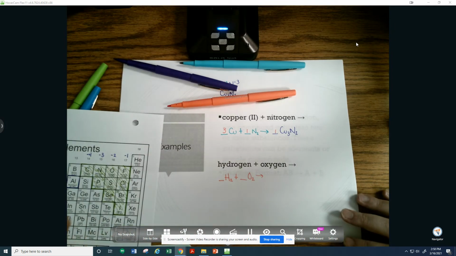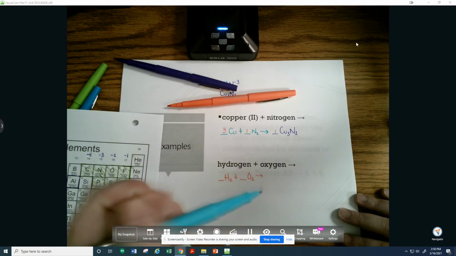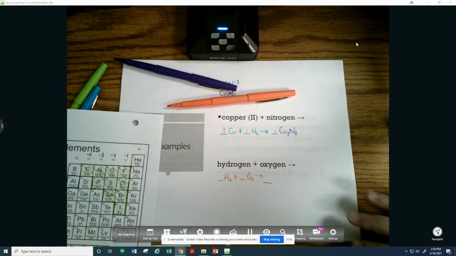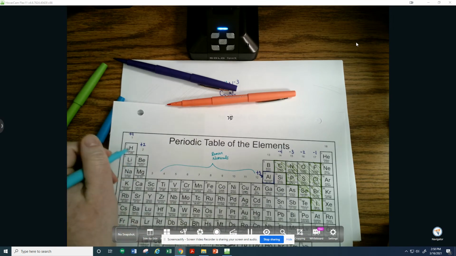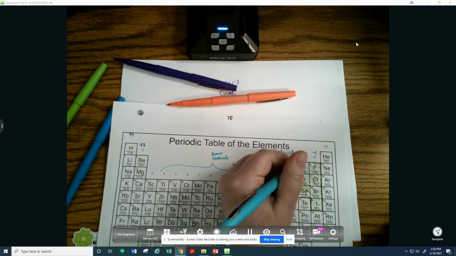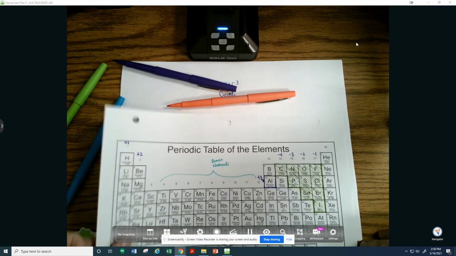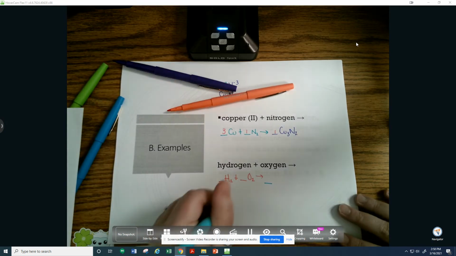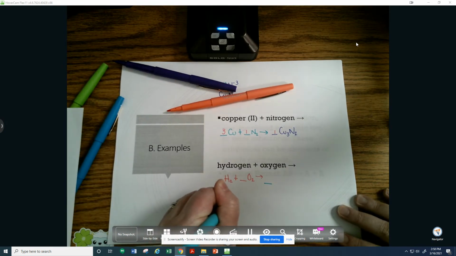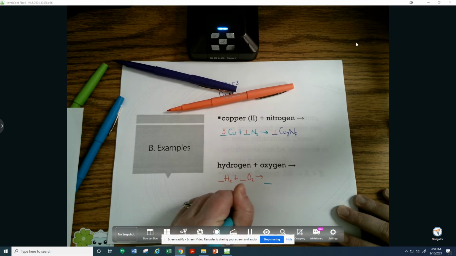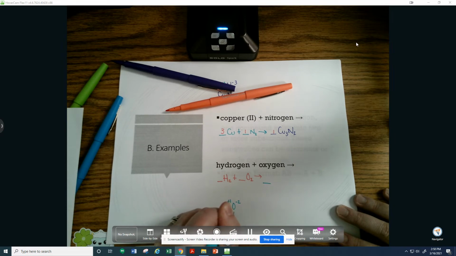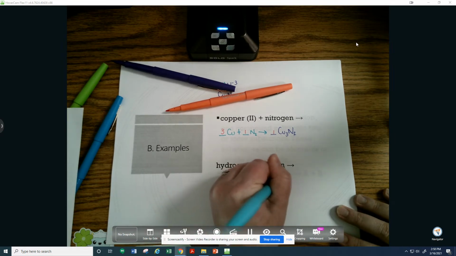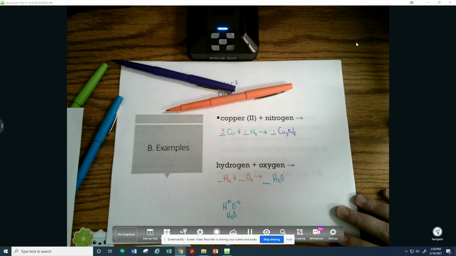So again, we're at the point of developing our product. To figure out what your product is going to be, you need to look up charges and cross accordingly. Hydrogen is here. It's a cation. It's a +1. Oxygen is O with a -2. Again, you leave subscripts behind. We're taking a +1 charge, combine it with a -2 charge. We cross our charges to get our subscripts, and we get H2O. Again, your subscripts are not going to match what is on the reactant side, and that's okay.